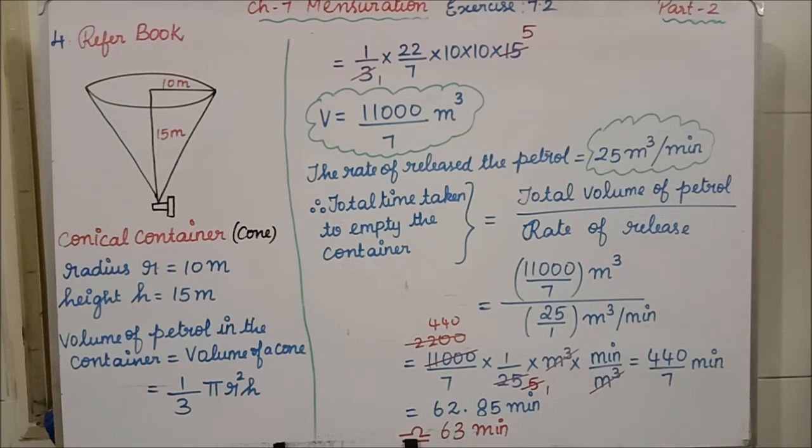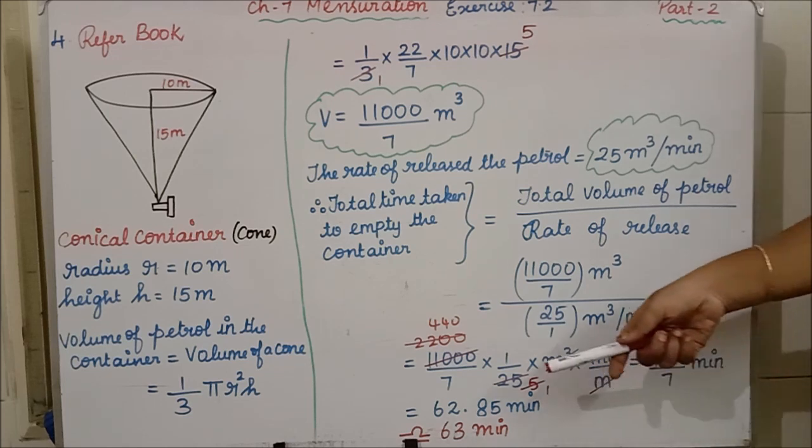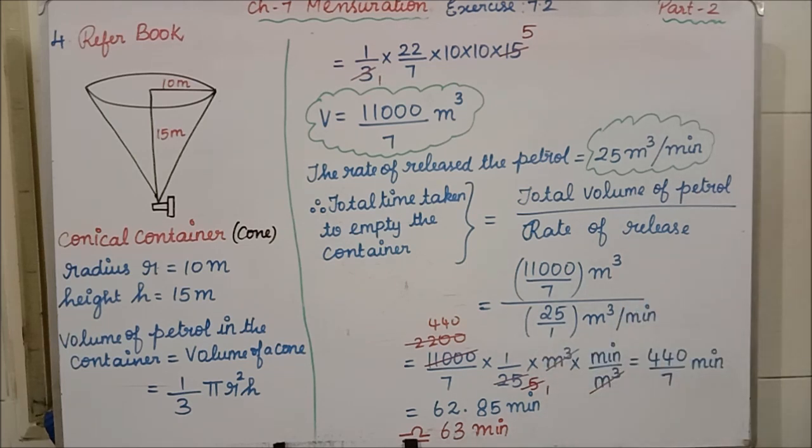62.85 minutes. But in the question they are asking to round the answer. So 62.85 minutes we can consider as 63 minutes. See, I have written the approximately symbol there. So approximately it takes 63 minutes to empty the container. Clear, students, all of you, this problem?